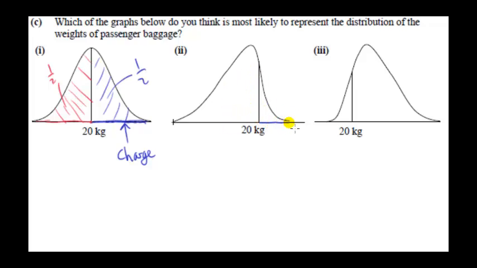Okay, so the proportion of baggage that weighs more than 20 kilograms is given by this area here, which is small compared to the proportion of baggage that weighs less than 20 kilograms, which is given by this area here. So it certainly looks like this is the most plausible graph. This one here makes no sense, because it's saying that a relatively small amount of baggage weighs less than 20 kilograms, and most of the baggage weighs more than 20 kilograms. This big area here doesn't make any sense.